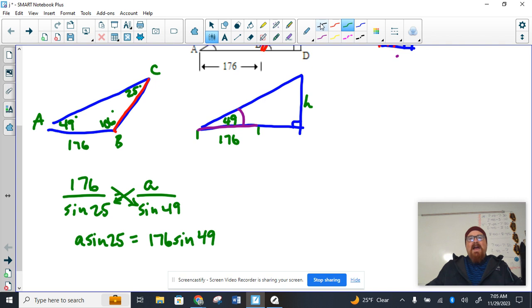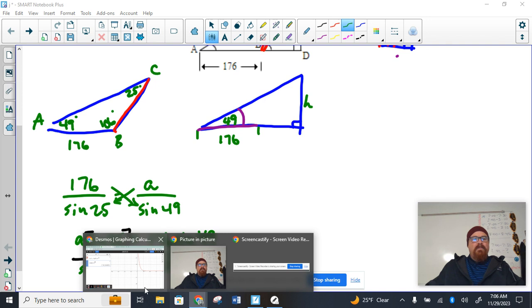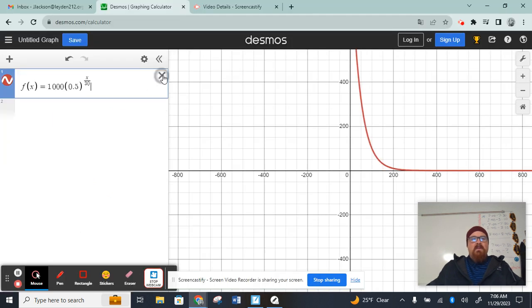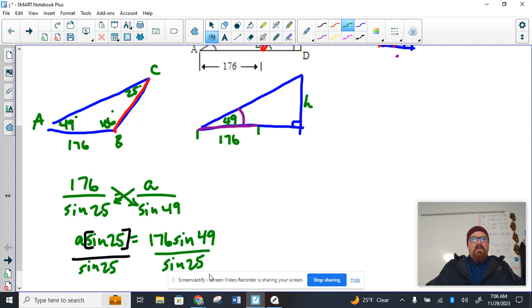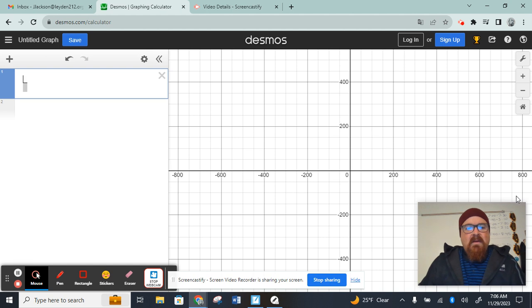And as I mentioned in class, we need to learn to see this as one single number. That trigonometric package represents one value, and that one value is being multiplied by A. And since we want to solve for A, we're going to divide by that singular value, which is the sine of 25. So here's our calculation that we're going to put into our Desmos: 176 sine 49 over sine of 25.